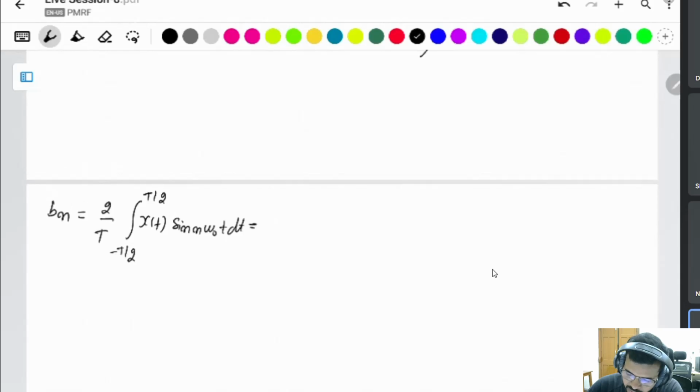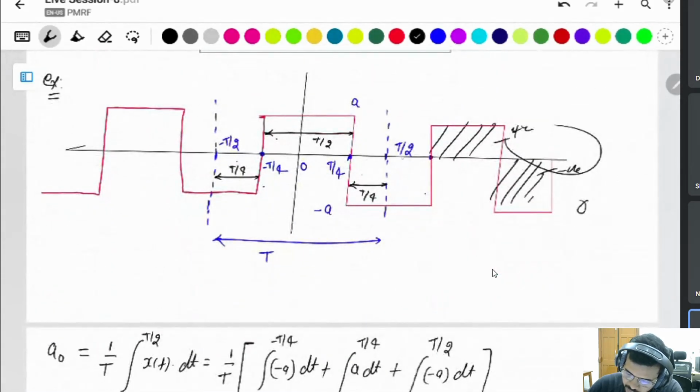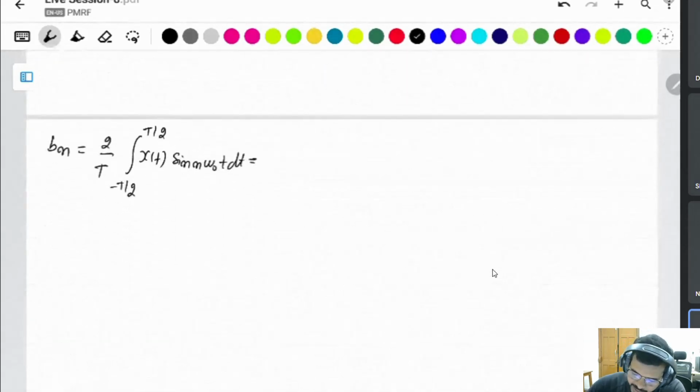This one also we have to break. Minus T by 2 to T by 2: it starts from minus T by 2 to minus T by 4, where the value is minus A. After that the value is A, and then from T by 4 to T by 2 the value is minus A. Same thing applies here. The value of A you can take common, 2 by T.